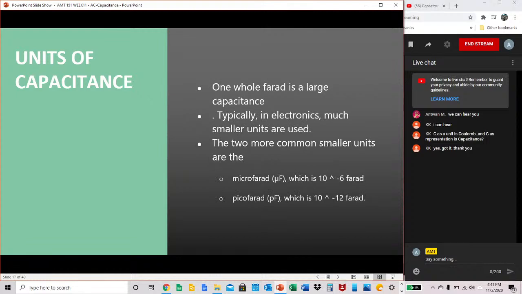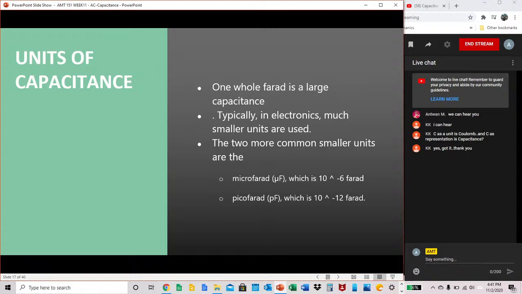So 1 whole farad is a pretty large capacitance. Typically in electronics, and what we'll find in aviation, pretty much only in this class, in all the time that I've worked in aviation, I've never had to calculate coulombs and farads. So this is knowledge specific, in my experience, to your FAA testing. But you do need to know it to pass testing.